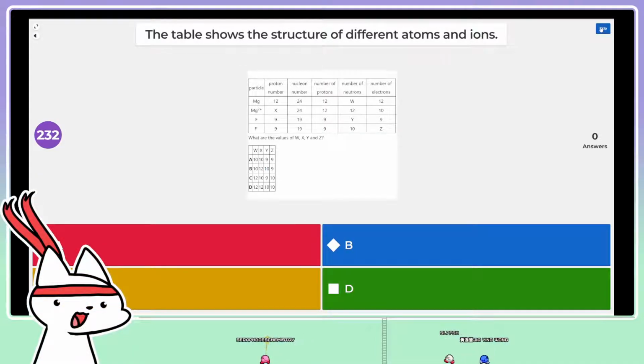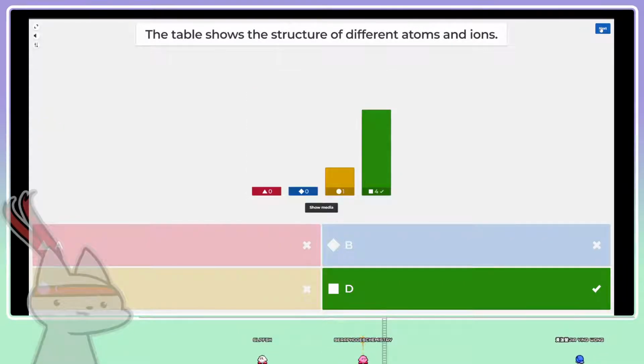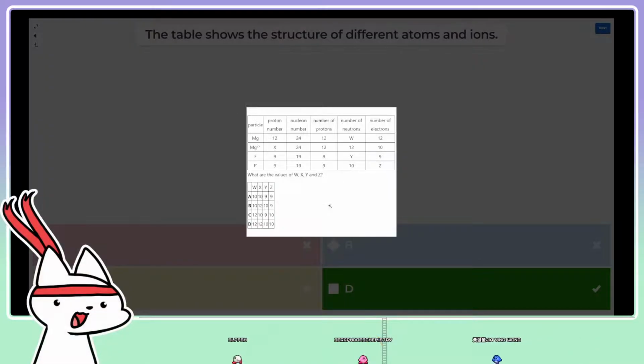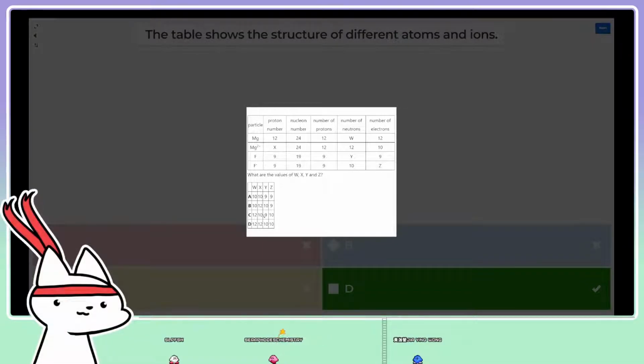Okay, so this is Mg and Mg2 plus, F and F minus. Nice, everyone got it. So in this case, I think the yellow part. Why is it yellow? C, 12, O, X.